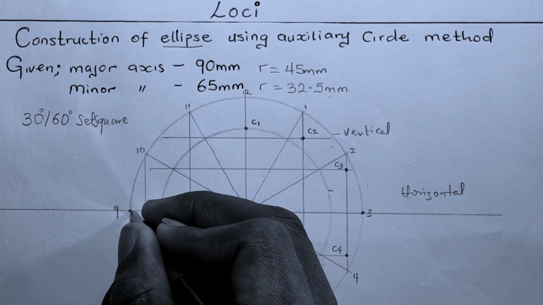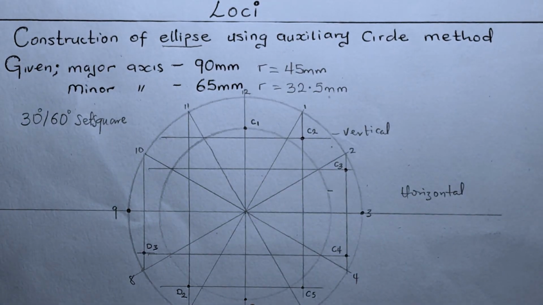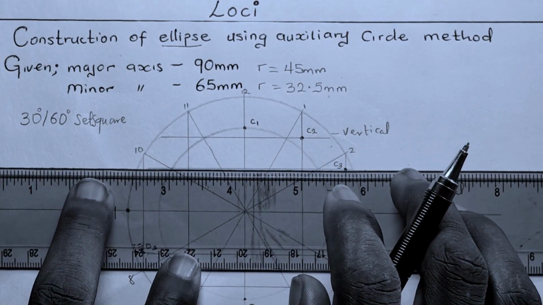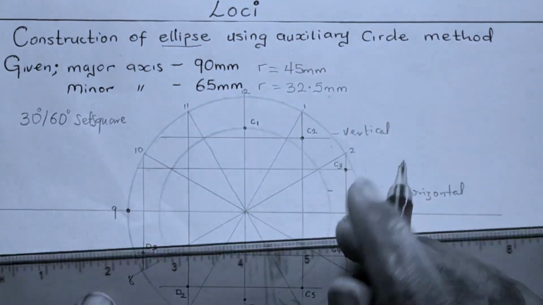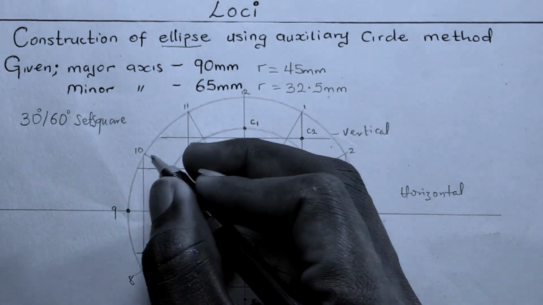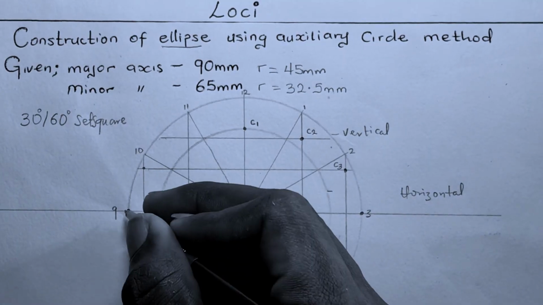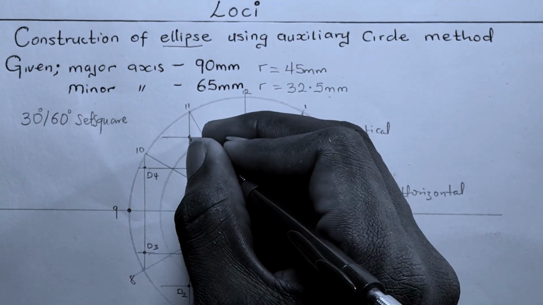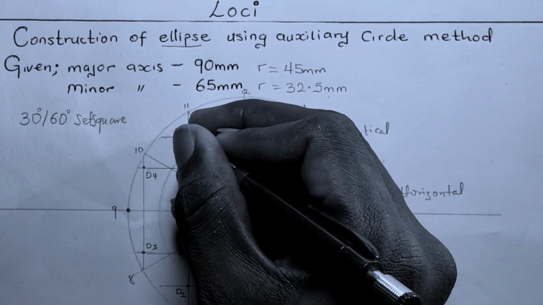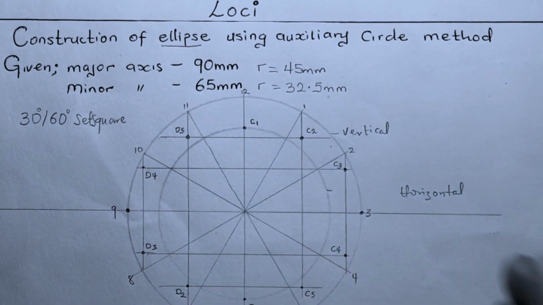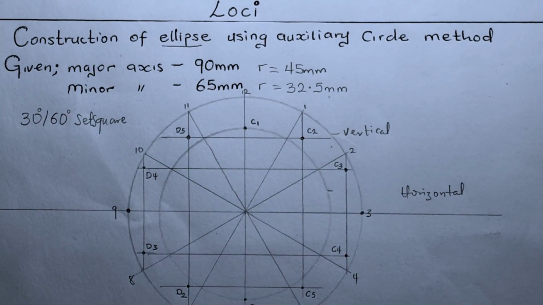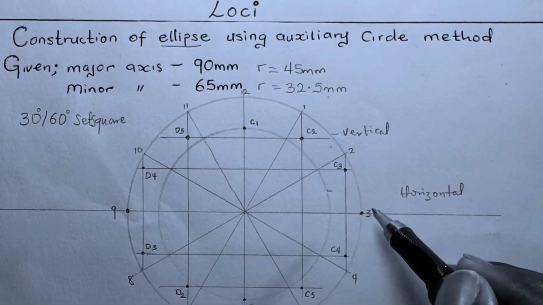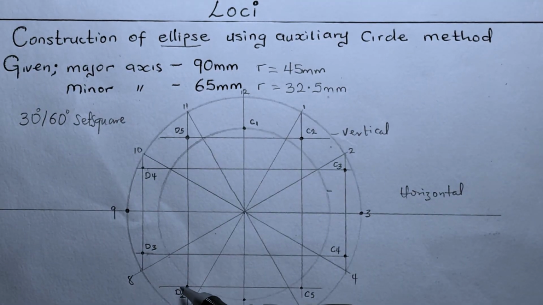Then we have our point 9 here. Then the next point of interception is this. So we have D3, 9, D4, and then we have another point of intersection of the vertical and the horizontal, which is D5. And then with this we have all our points of intersection. The next thing is to join all these points of intersection together to get our ellipse.